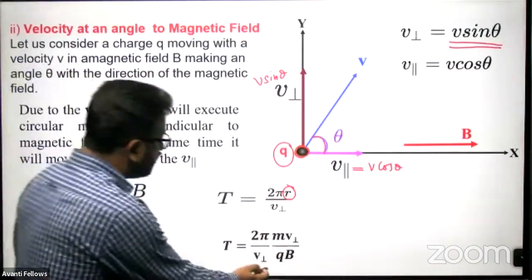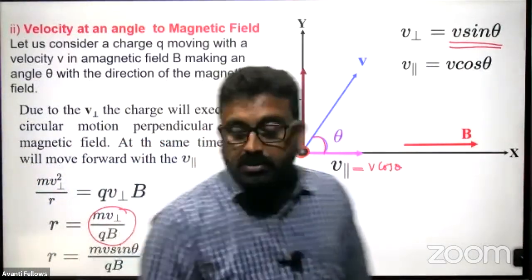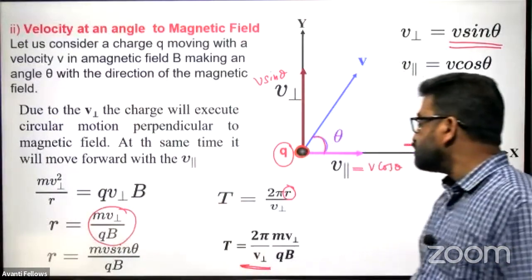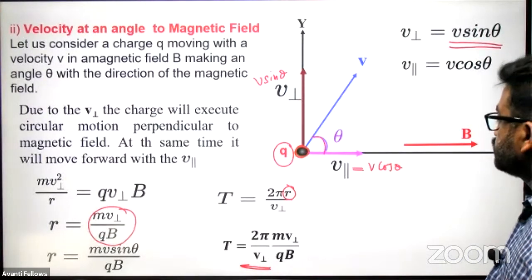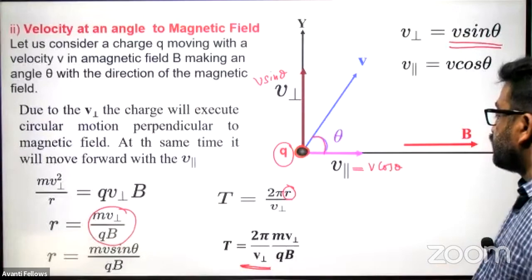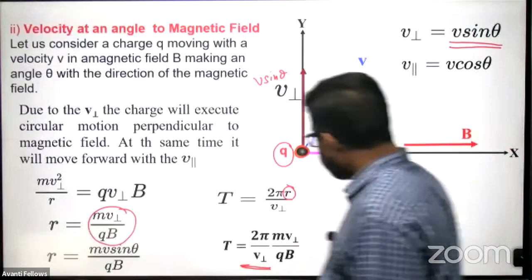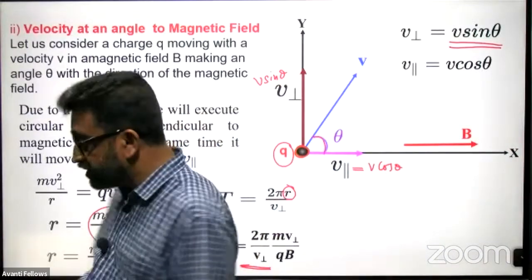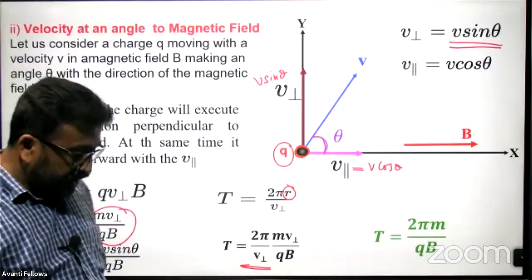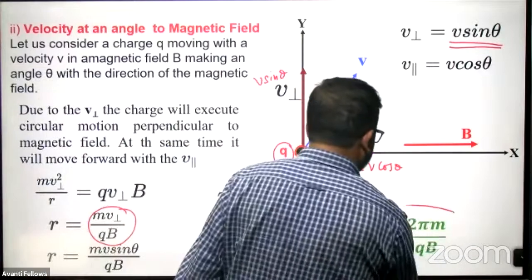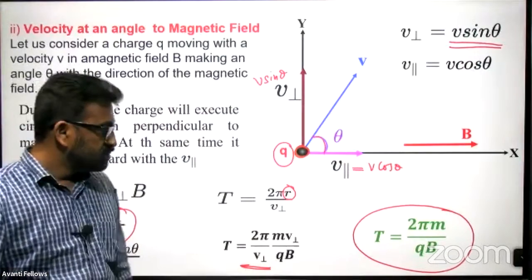Then v perpendicular here. So this is the equation for time period. See here, again we can cancel that v perpendicular and we get 2 pi m divided by qb as the time period. So time period can be taken as 2 pi m divided by qb.